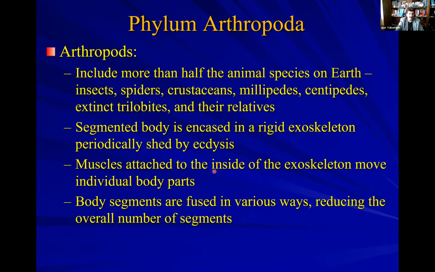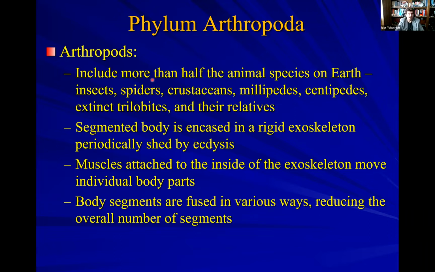So body segments are fused in various ways, but generally we recognize the head, the chest, and the stomach, abdomen. Sometimes the head and the chest will be fused together, something known as a cephalothorax, and we'll talk a little bit about that. This is how we're breaking down arthropods into different groups. And also the number of legs. I will give you right away: the classes will be divided on the number of legs.